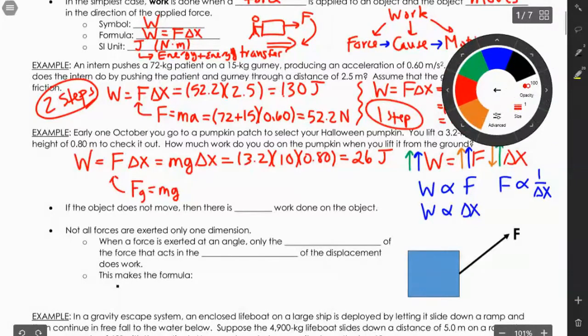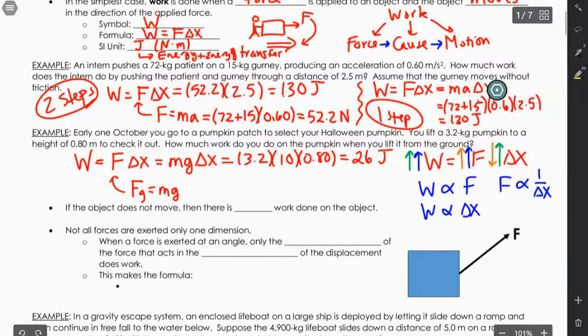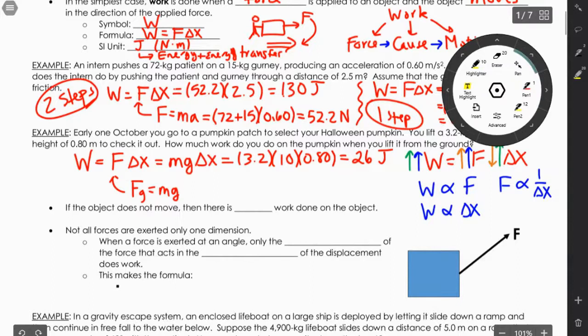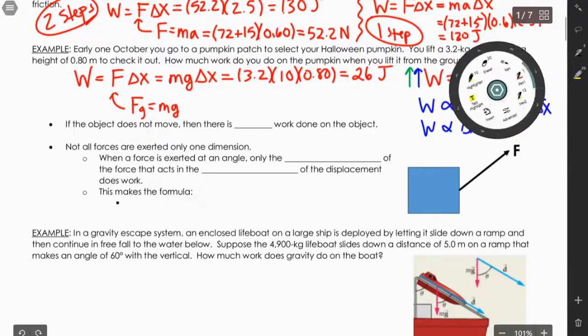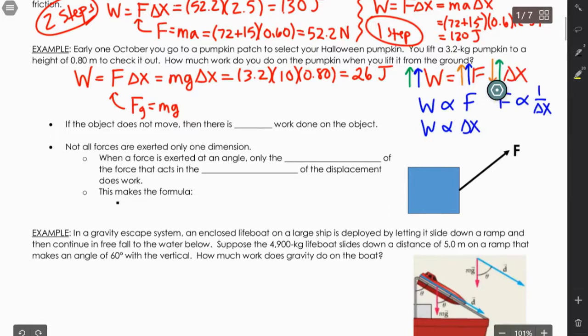All right, so now one thing to note. Remember this idea of force causes motion, right? So if an object does not move, there is no work done, right? Remember, force, cause, motion, right? If there's no motion, there's no work, okay? If there's no force, there's no work, all right?